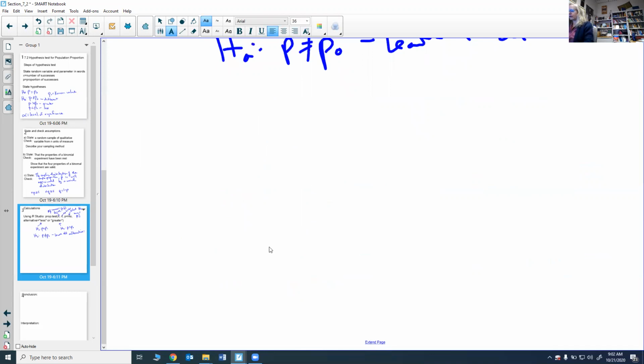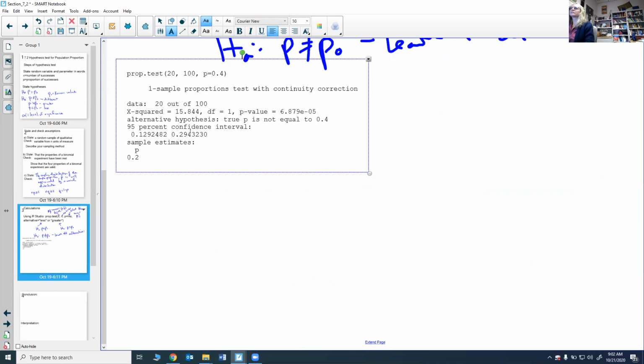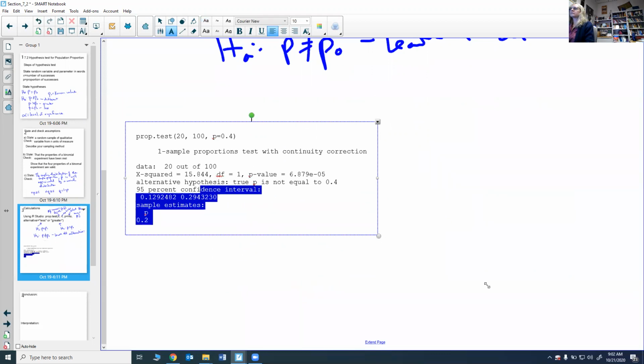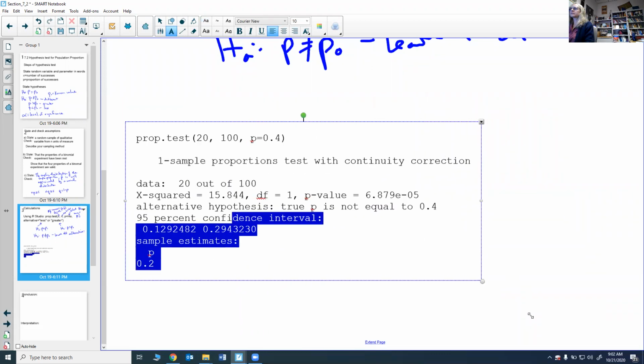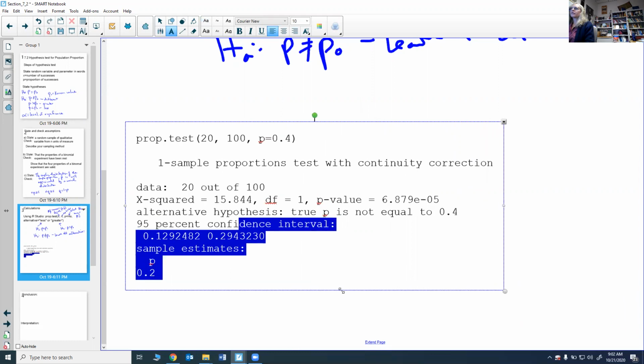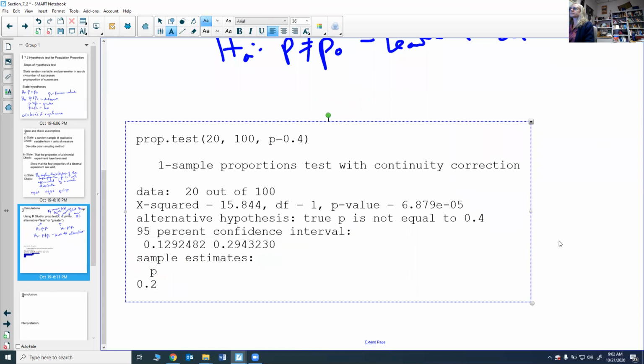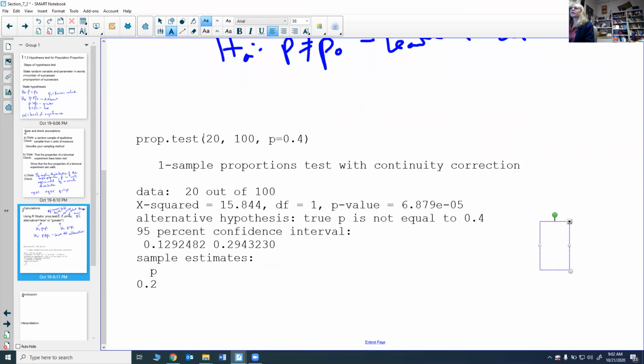And I want to show you what these things are that it talks about. So making this a little bit bigger so you can see it. First thing it does show you here is what you typed in. So this is what I typed in. This is just showing you what I typed into R. Then this is the results.